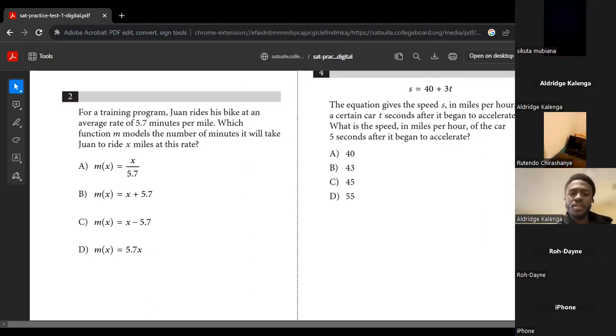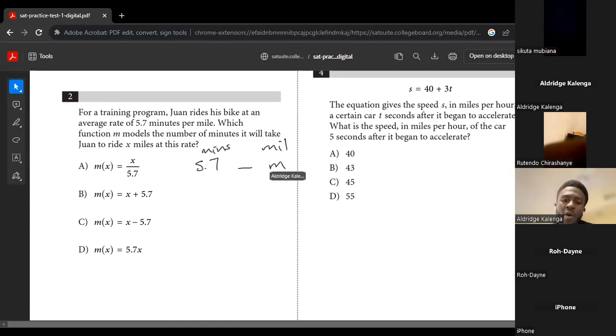Okay, so training program one. He rides at an average of 5.7 minutes, so we'll put this as minutes. This is a similar question to the other one. Let's say 5.7 minutes for every mile. I'll put M there, so that's for 1 mile. Which function models how many minutes it would take? So we're trying to find this, and I'll just call it time.